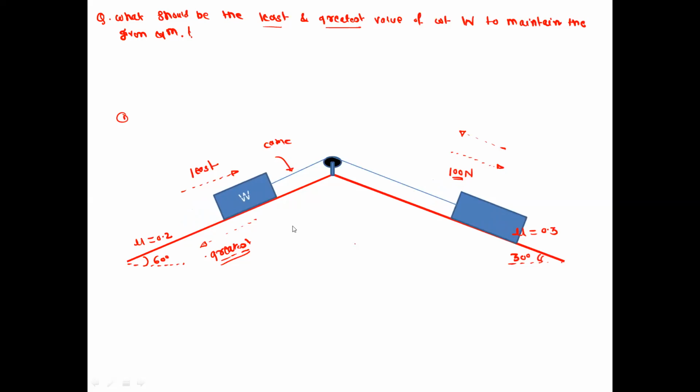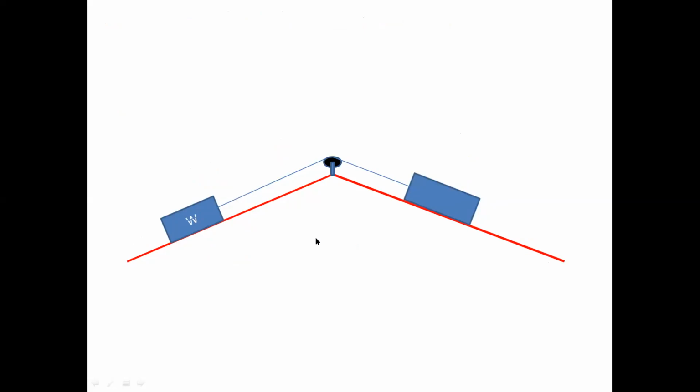So this is the least value. For the least value, the motion of W, or the impending motion, is in the upward direction. And for the greatest value, this is the impending motion. Depending on this impending motion, we have to decide the proper direction of the frictional force. Then by using the conditions of equilibrium for the block W and the block of 100 Newton, we can find out the minimum and the maximum value of W. I hope this impending motion is clear for the least value and for the greatest value.